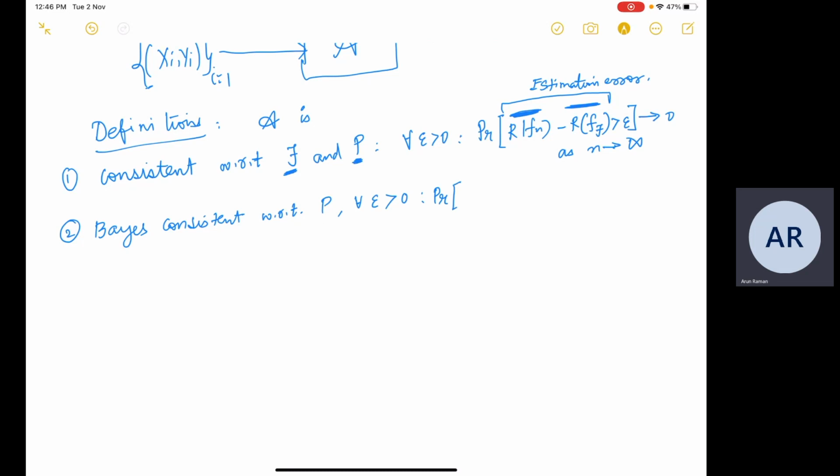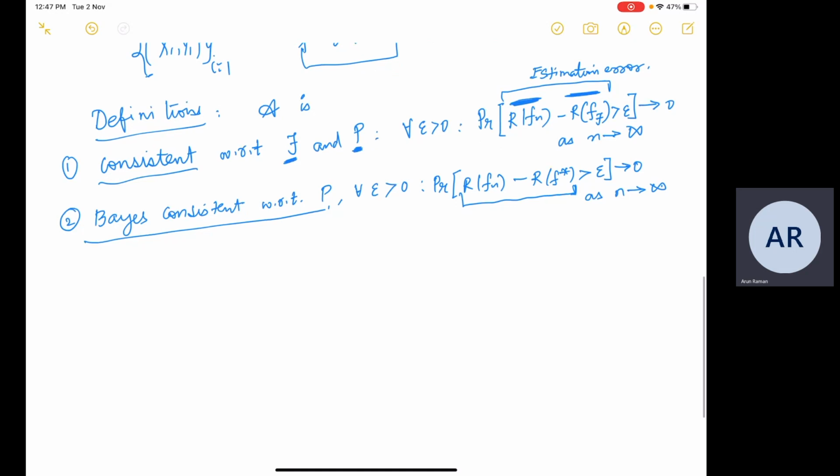The probability that the function that is learned converges in terms of its risk to the true function, then it is known as Bayes consistent with respect to p. Okay, so this is like the total error. So this is not exactly the approximation error. Approximation error is something else.